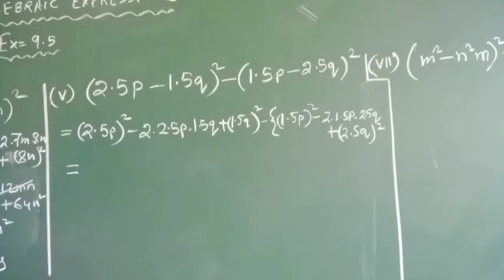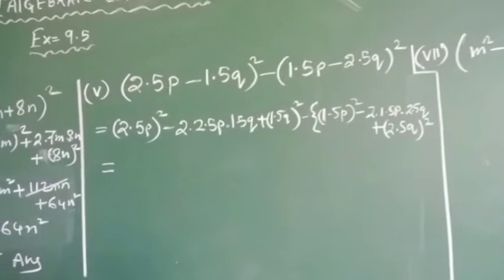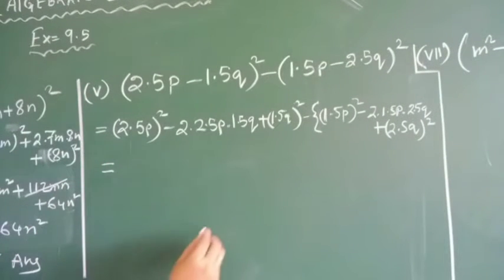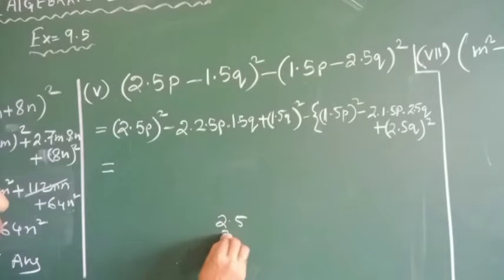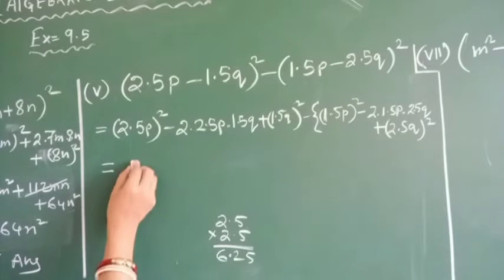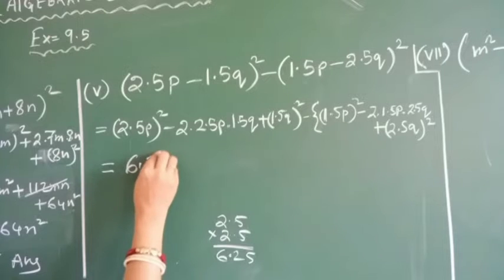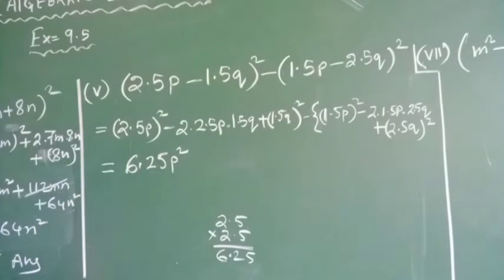Now 2.5 into 2.5. You know that when we are multiplying these two numbers, we will ignore the point. You know that 25 into 25 is 625, and for the two places of decimal, we will move from the right side two places. So in the answer, the decimal comes two places from the right side. So 6.25 p square because of this one.